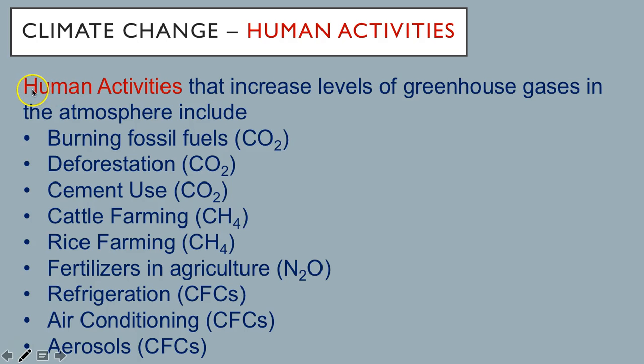In slide 27, I mentioned some human activities that release greenhouse gases into the atmosphere. Here they are again. Burning fossil fuels, deforestation, and cement all release huge amounts of carbon dioxide into the atmosphere. Cattle and rice farming release methane into the atmosphere. Fertilizers release nitrous oxide, and refrigeration, air conditioning, and aerosols all release chlorofluorocarbons into the atmosphere. Learn these human activities associated with climate change as well as which greenhouse gases they release into the atmosphere.